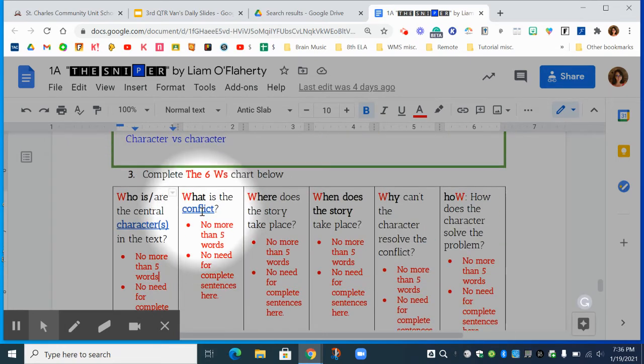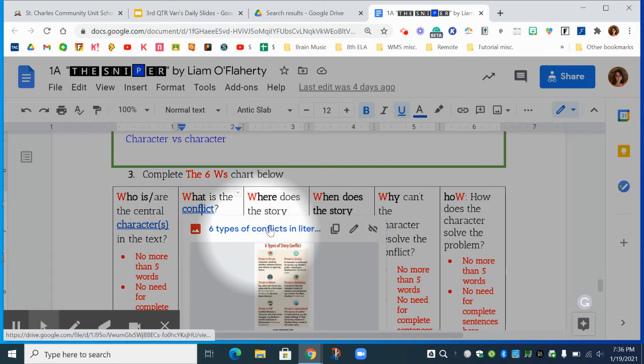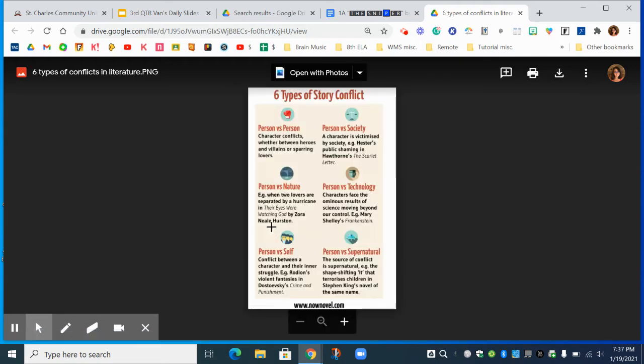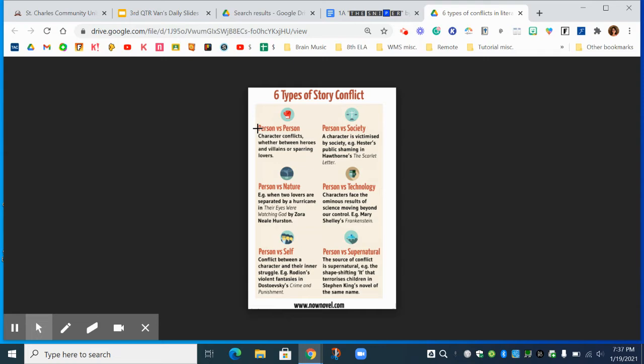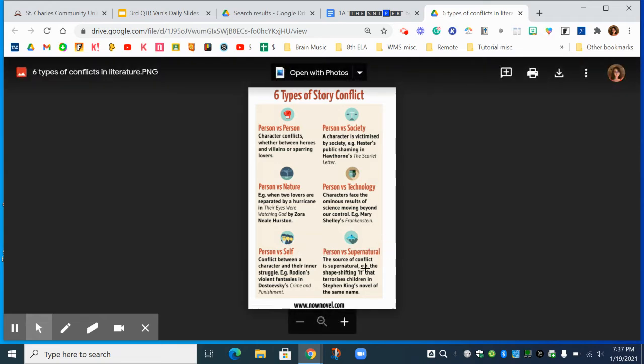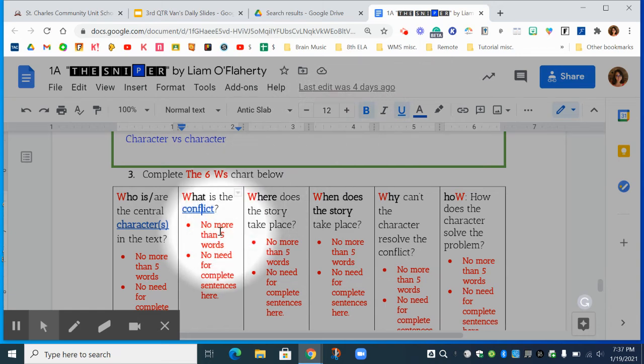The what, the conflict of a story, which is a big what. If we don't have conflict in a story, we really don't have much of a story. And just as a reminder, the 6 types of conflict: person versus person or character versus character, versus society, versus nature, versus technology, versus self, or versus supernatural. Again, take advantage of those hyperlinks.